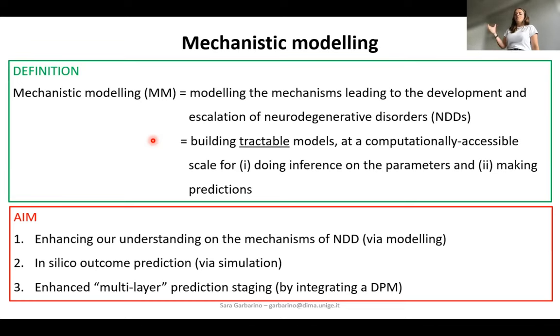And then refined multi-layer prediction staging. So I already had a quick discussion with Neil on this point, who doesn't really agree with me on this. I agree that it's not the primary point of mechanistic modeling. Still, I believe, but I'm open to discussion on that, that if mechanistic modeling can provide multi-layer understanding of diseases, so understanding of diseases from different mechanistic points of view, vasculature, protein dynamics, metabolism, et cetera, this could, in combination with the disease progression model, also boost somehow precision staging.